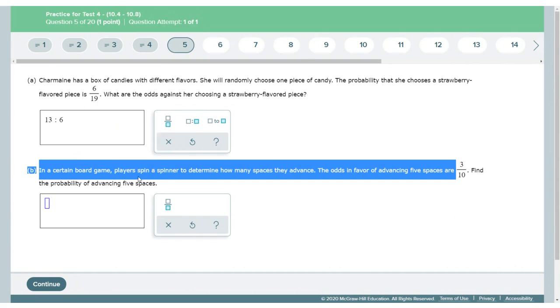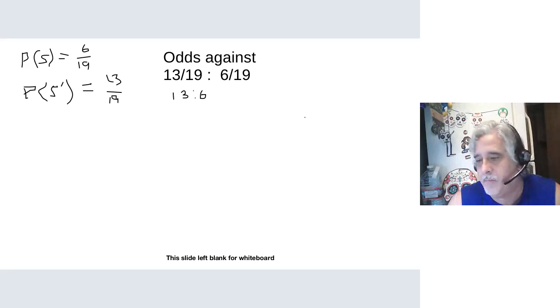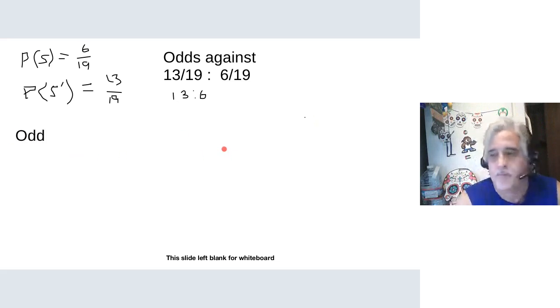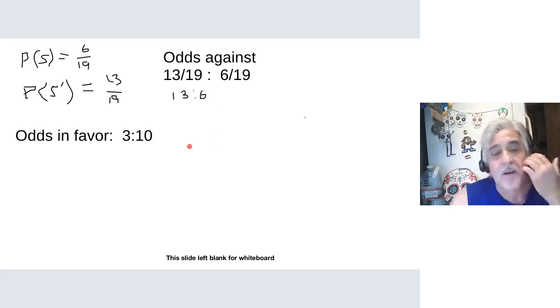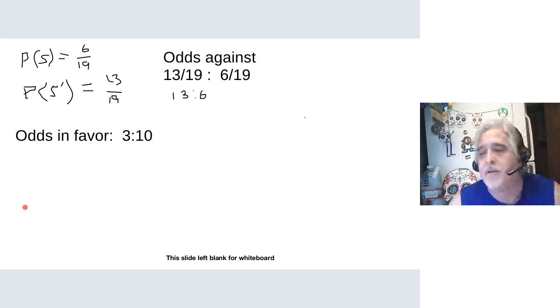So in a certain board game, a player spins a spinner to determine how many spaces they advance. The odds in favor of advancing 5 spaces are 3/10. All right. Or in other words, it's 3 to 10. In this case, it's 3 to 10. All right. And that is what it said, isn't it? Yes.